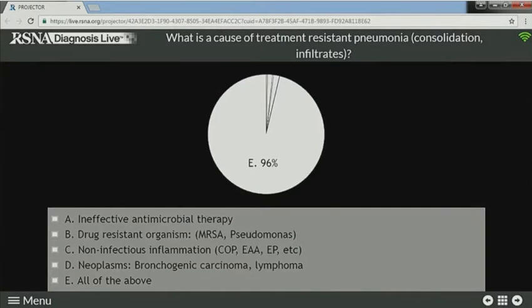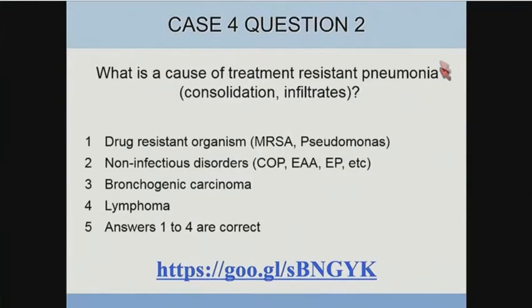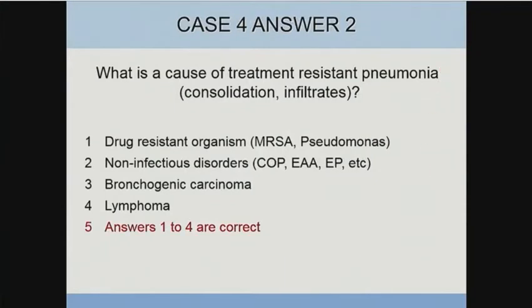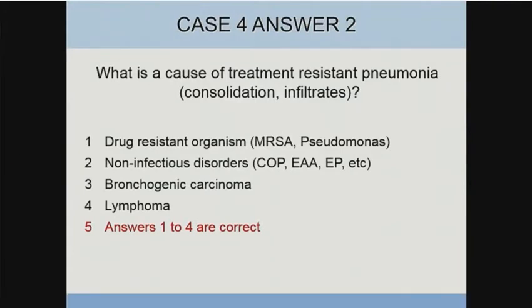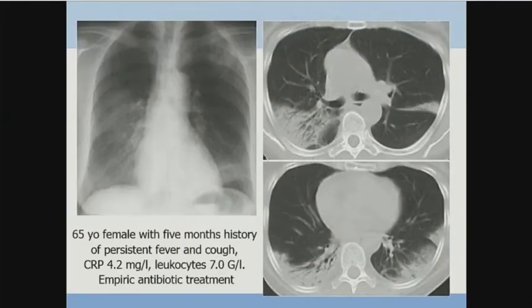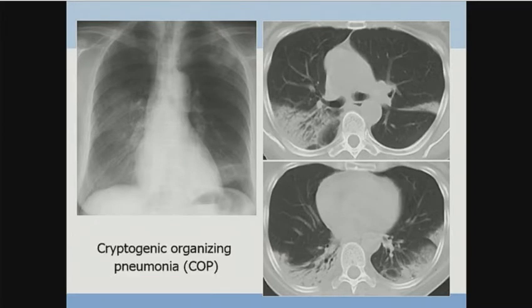So the answer that you gave me is E, 96%, and that in fact is the correct answer. Answers 1 to 4 are correct. So it's all these conditions that may cause treatment-resistant pneumonia. Here is a 65-year-old female with a 5-month history of persistent fever and cough and empiric antibiotic treatment. She had migrating abnormalities at the chest X-ray, and the CT scan demonstrates peripherally located consolidations with dilated bronchi, and this turned out to be a cryptogenic organizing pneumonia.